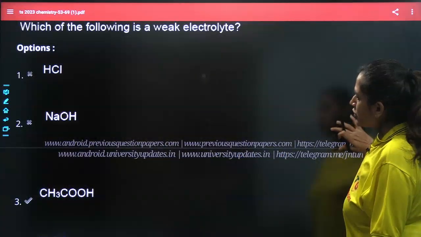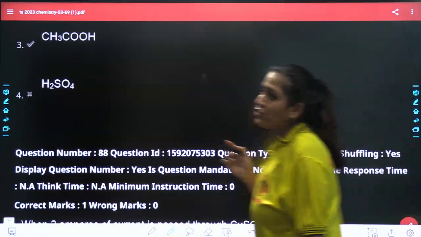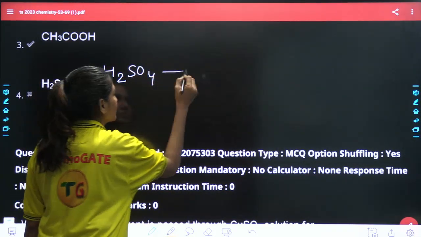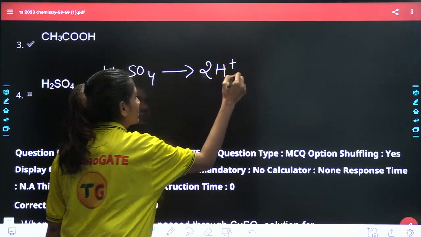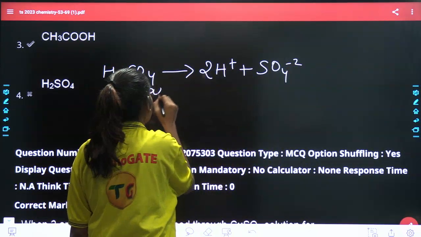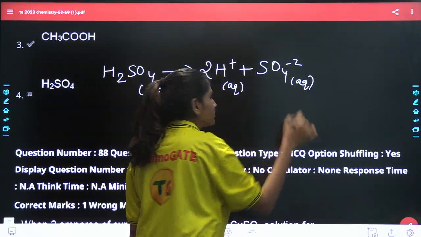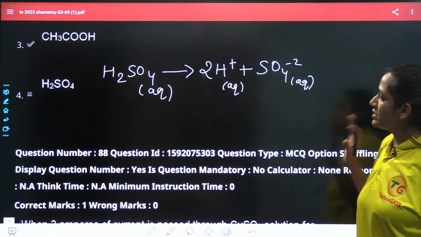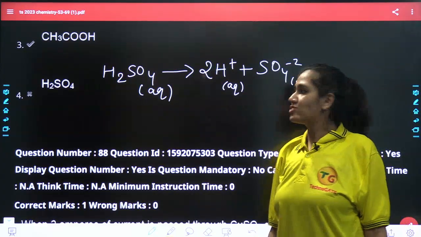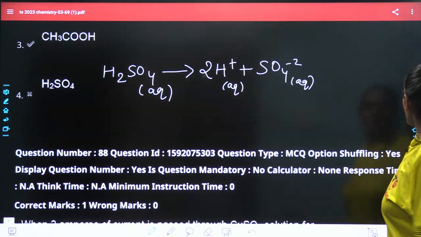Let's see our fourth option also, that is H2SO4. H2SO4 is again a very strong electrolyte. Okay, it will get fully dissociated like this in constituting ions. Okay, this is aq for aqueous. This also gets fully dissociated. So the correct option is acetic acid, CH3COOH. That is our correct option. Sulfuric acid and these all are strong electrolytes. Clear? Okay.